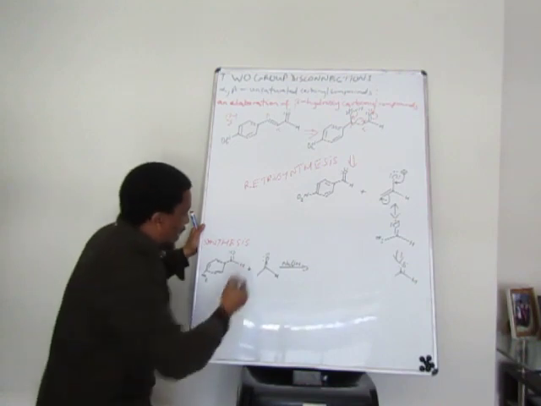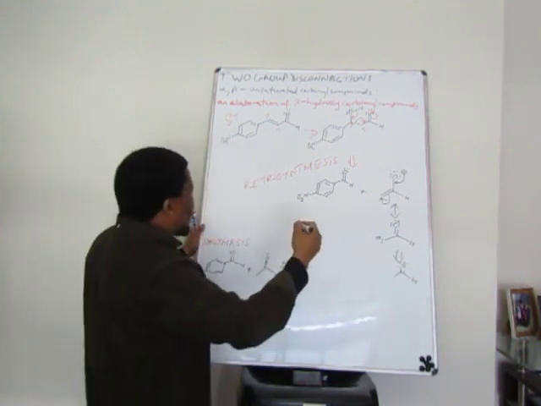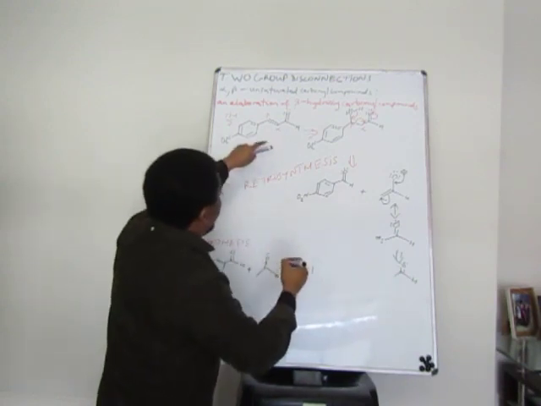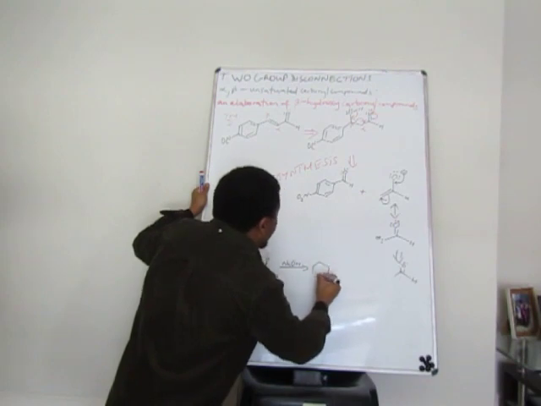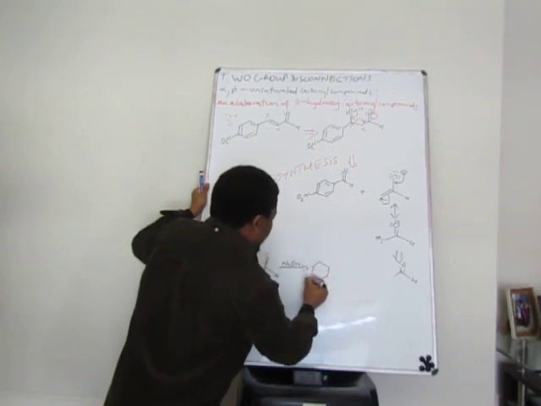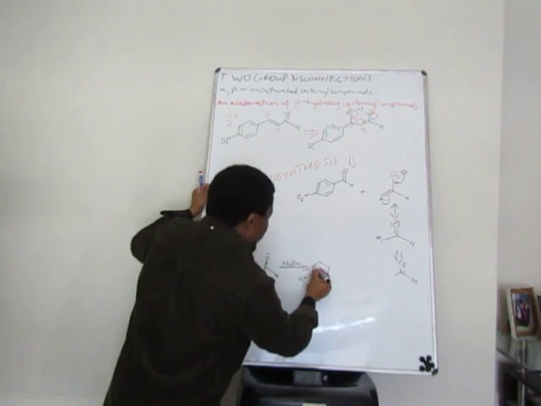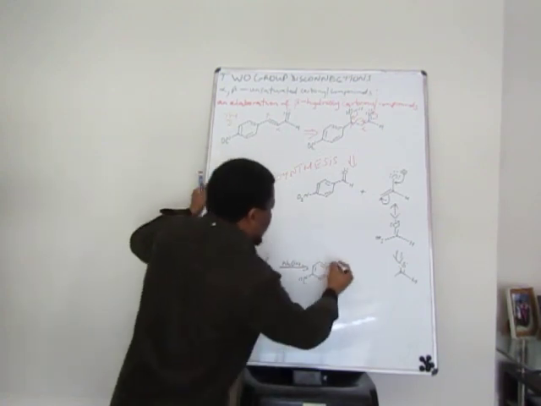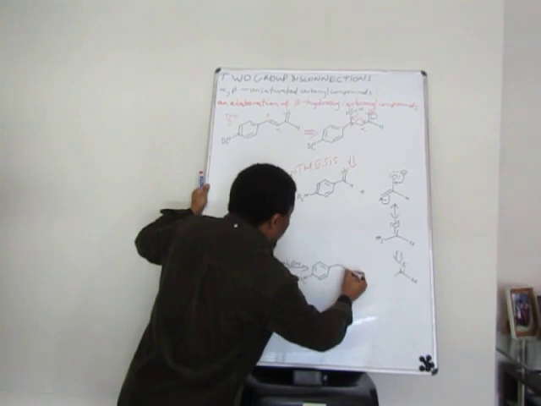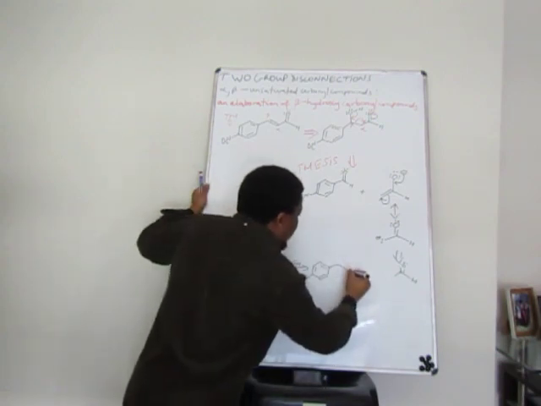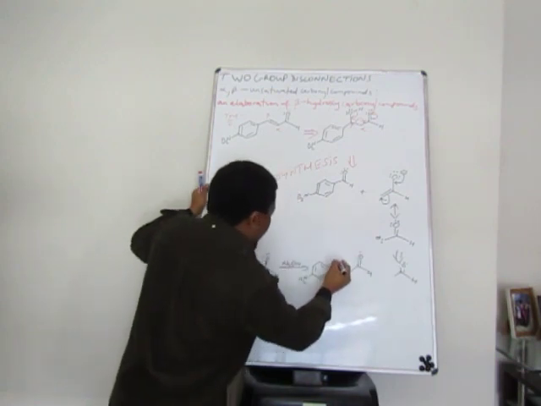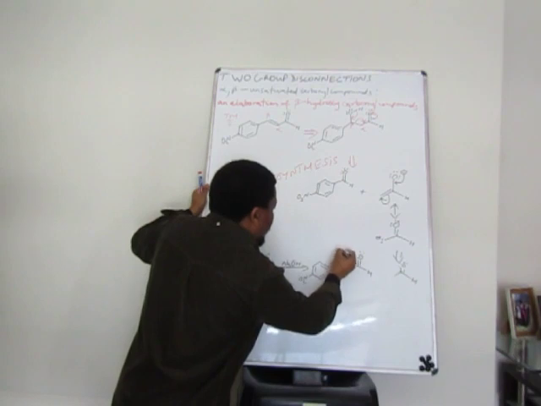What do I get here now? I will get a beta hydroxy compound. There's my NO2, double bond, single bond, double bond. This will be bonded to this CH2 here. Then this will be my double bond O there, hydrogen, and then my OH will be sitting there.